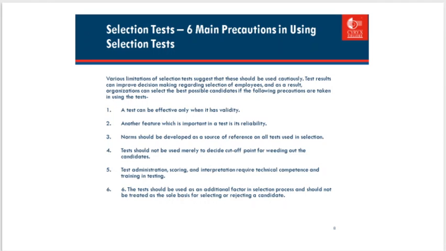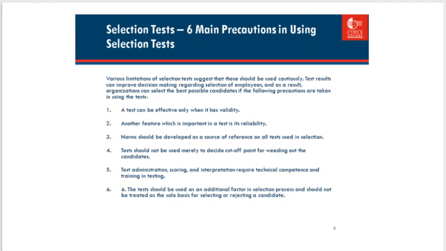Third, norms should be developed as a source of reference on all tests used in selection. Norms are standardized scores that help translate raw scores into a comparative statement. Some companies use minimum marks obtained in a test while others use a cutoff score for selecting candidates for further selection process. Norms can be fixed on the basis of success or failure of employees in the organization selected on the basis of similar tests.